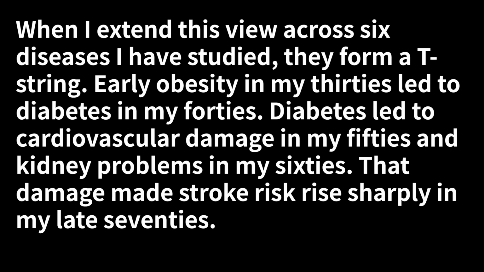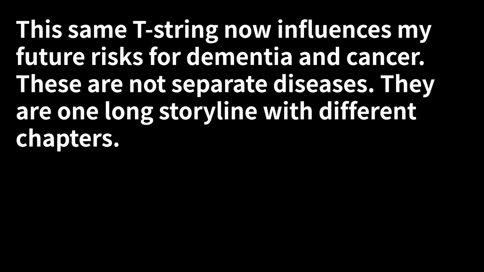When I extend this view across 6 diseases I have studied, they form a T-string. Early obesity in my 30s led to diabetes in my 40s. Diabetes led to cardiovascular damage in my 50s and kidney problems in my 60s. That damage made stroke risk rise sharply in my late 70s. This same T-string now influences my future risks for dementia and cancer. These are not separate diseases. They are one long storyline with different chapters.